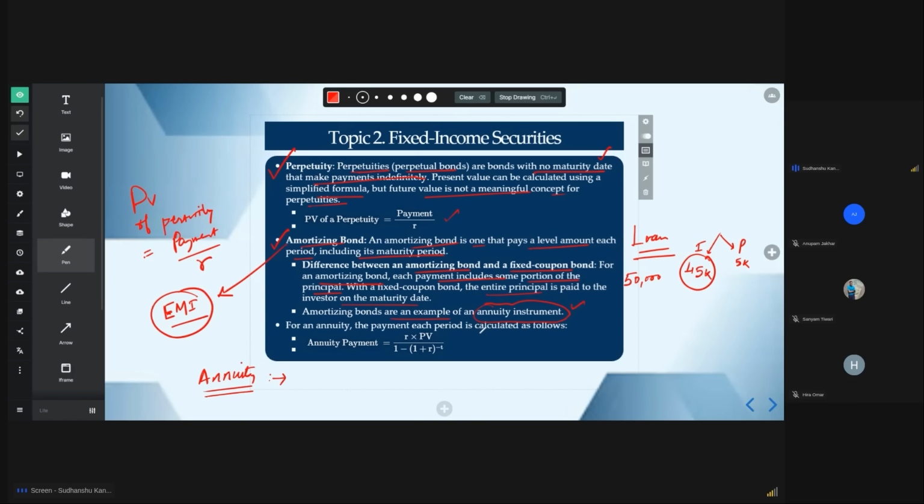For an annuity product, each period's payment is calculated as follows. This also please remember. These two formulas are mostly of academic interest, but some questions come in the exam and you need to solve them. This is little tricky. Annuity payment is R, the interest rate, into PV, divided by 1 minus (1 plus R) raised to the power minus T. That is, R into PV over 1 minus (1 plus R) to the power minus T.